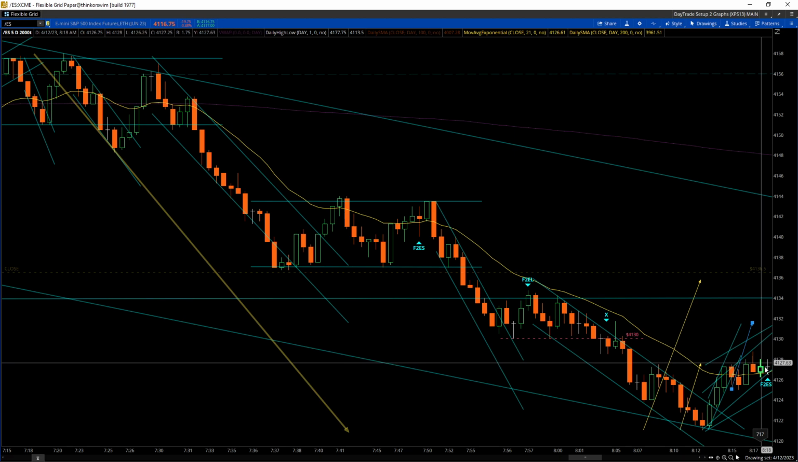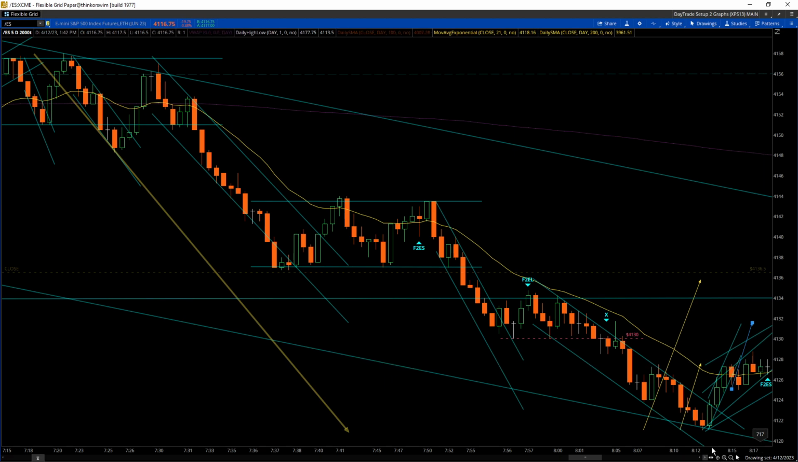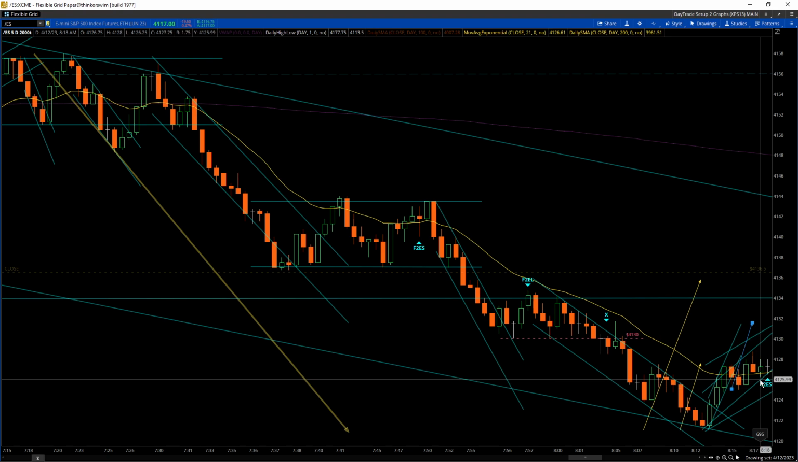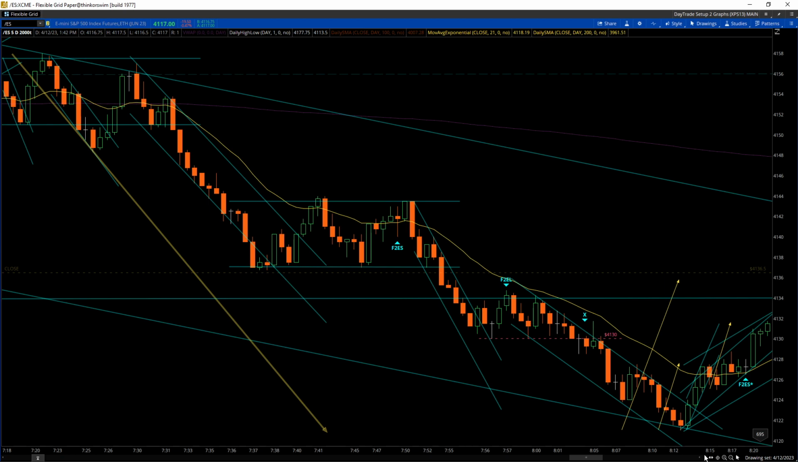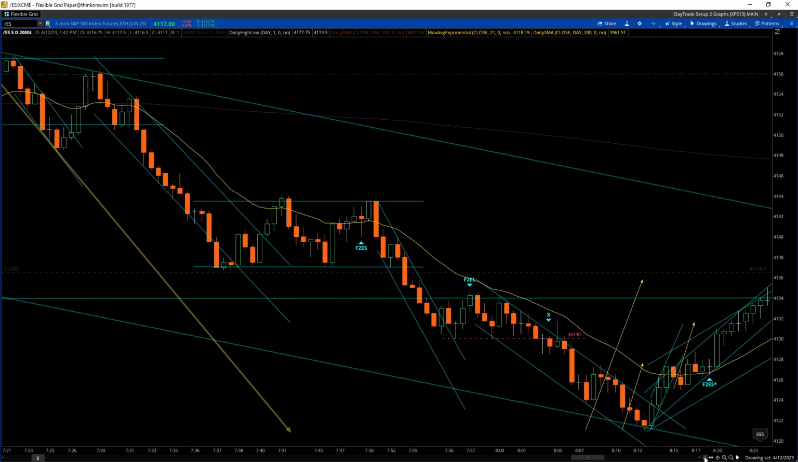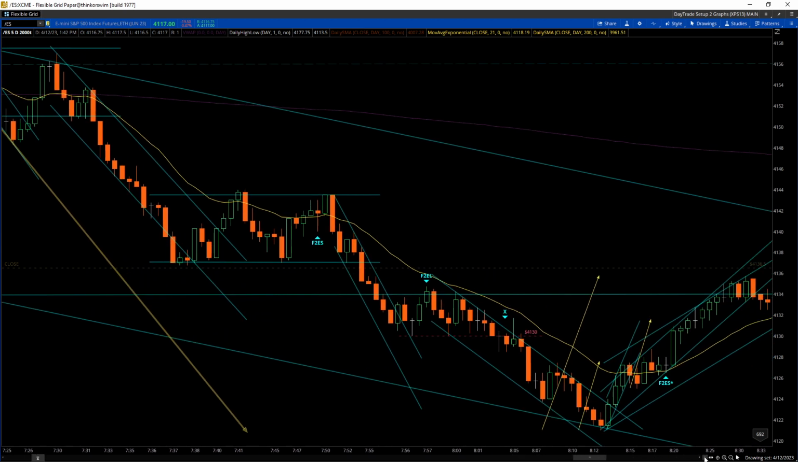Plus the signal bars are really small, so the risk was pretty small, keeping my stop right down here. It turned out to work pretty well. I was also able to get a runner off of this one. I don't know if it follows the rules completely, but for me, I just saw it and thought it looked like a good viable trade.